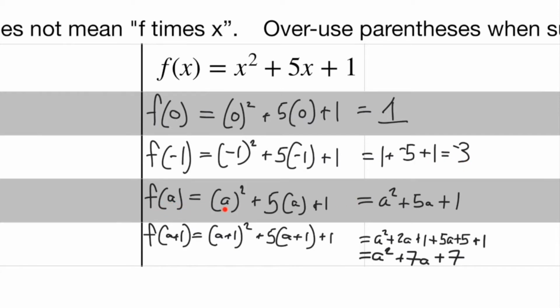Here, f of a, I'm still using parentheses, even though the only simplification is just to remove them. Just out of habit, it's a good habit to be in. a squared plus 5a plus 1. And then you can still plug in f of a plus 1. You get (a plus 1) squared plus 5(a plus 1) plus 1. And then, of course, you'll have to distribute. And here you'll have to FOIL. Remember, 2 terms FOIL, 1 term distributes. So with these 2 terms, you've got to FOIL here, and you get a squared plus 7a plus 7.